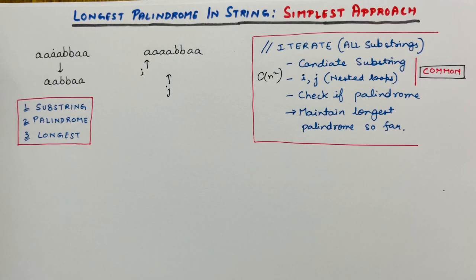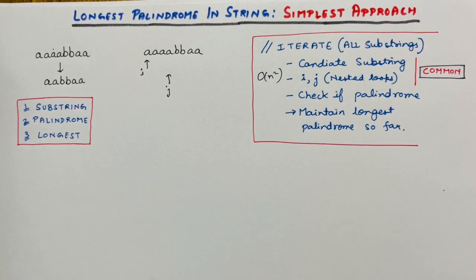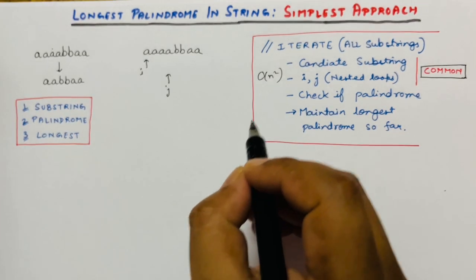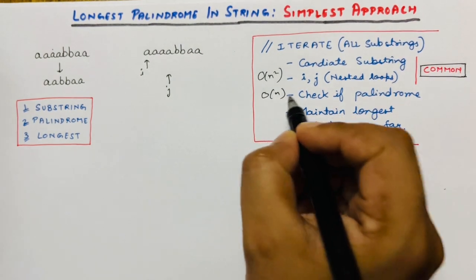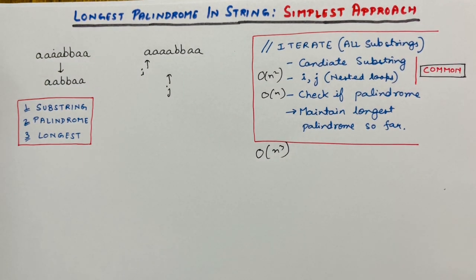Now let us see what the time complexity of our approach to solve the problem longest palindrome in string will be. We are first selecting a candidate substring using 2 nested loops. So that will take big O of n squared. Once the substring is selected, we are checking if this is a palindrome. From the previous slide, we can see that this check will take again big O of n. Therefore, the total time complexity of this solution will be big O of n cubed. But this is inefficient. Why? What is the inefficiency that we are doing here?